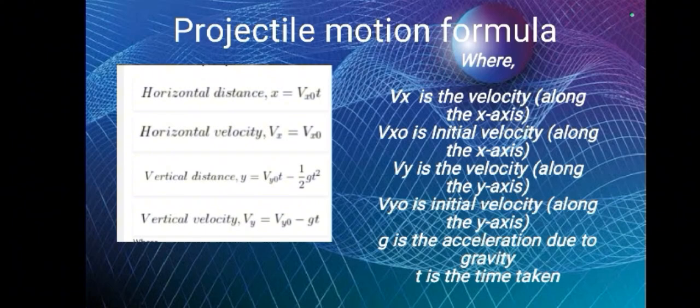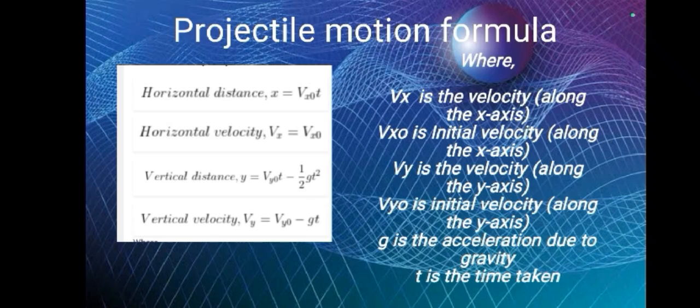So we have here the horizontal distance: x is equal to Vx0 t. Horizontal velocity Vx is equal to Vx0. Vertical distance y is equal to Vy0 t minus 1/2 g t squared. And vertical velocity Vy is equal to Vy0 minus g t. So this is the formula.